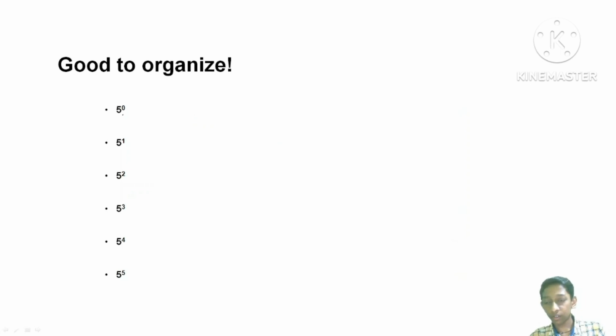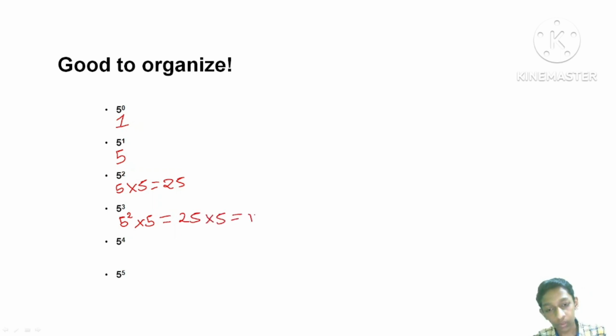5 raised to the power of 0, or any number raised to the power of 0, the answer is 1. 5 raised to the power of 1 is 5 itself. 5 raised to the power of 2 is 5 into 5, that is equal to 25. 5 raised to the power of 3 is 5 raised to the power of 2 into 5, which is equal to 25 into 5, which is equal to 125.